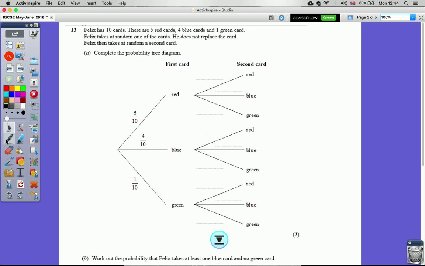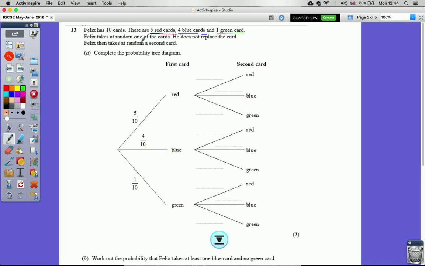So it says Felix has 10 cards, 5 red, 4 blue and 1 green. So we've got 5 red cards, 4 blue cards and 1 green card, right?